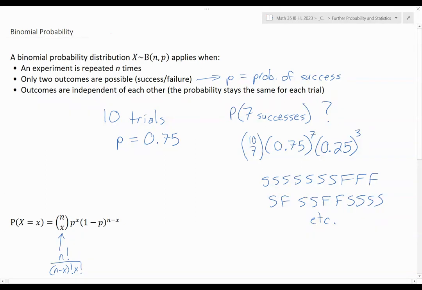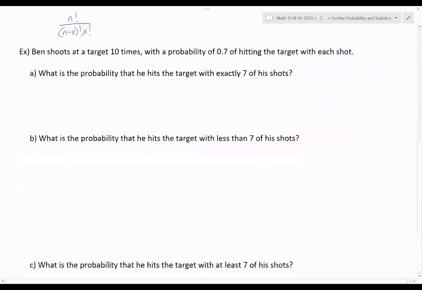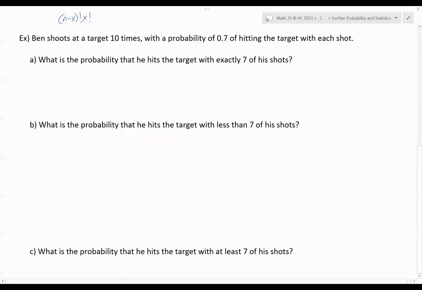Now, that is the formula that's being used. So if I consider an example here where we have Ben shooting at a target 10 times with a probability of 0.7 of hitting the target with each shot, and we're assuming that over the course of these 10 trials, his probability of success doesn't increase or decrease appreciably. In reality, we know that over time that would shift, but we're in a defined enough period here that the probability shift is not going to be significant. So what's the probability that he hits the target with exactly 7 of his shots?